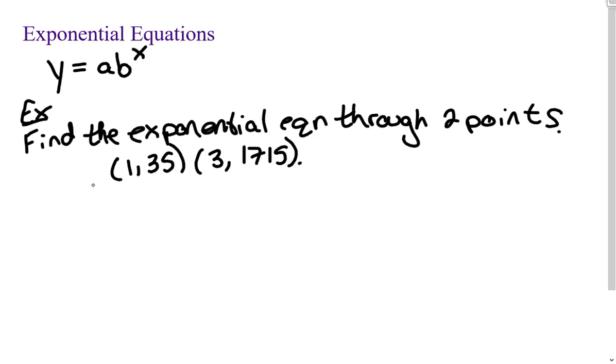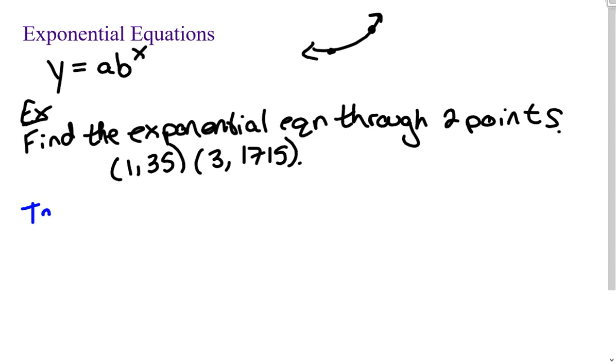Again, we have an exponential. This looks like a growth. It's going to be like this. So maybe one of your points is here and one of your points is here. So write the exponential equation through those 2 points. So I'm going to show you, again, 3 ways to do this. I'm going to show you how to do it with a table. I'm going to show you with elimination. And I'm going to show you with substitution.